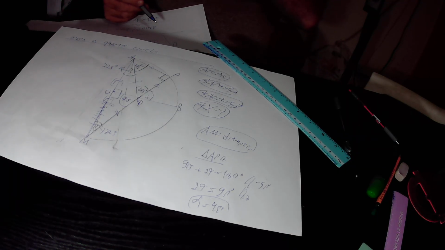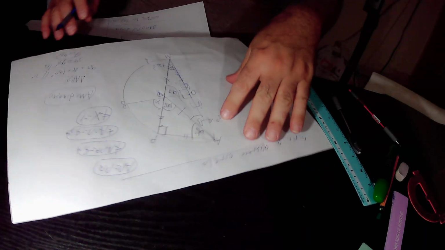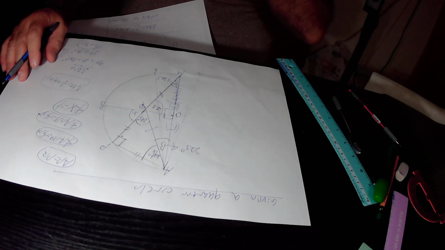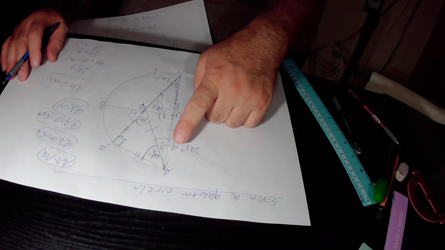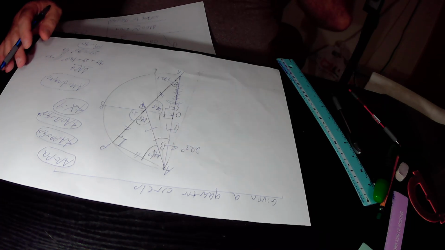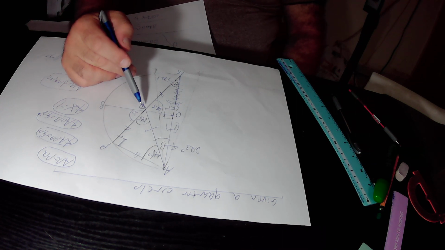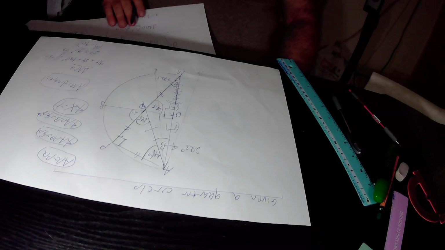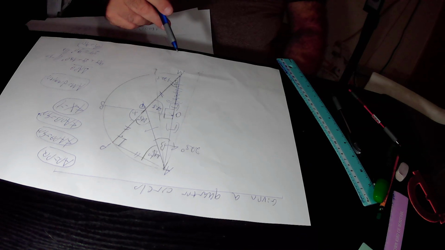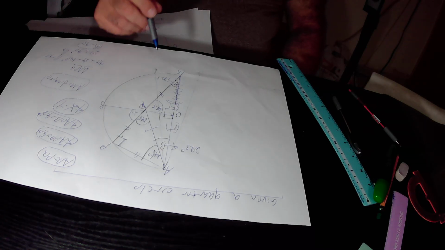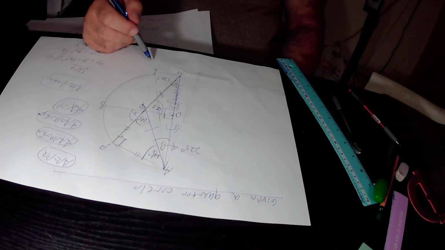Now we extended the straight line PQ, but the question is where the extended side PQ will touch the semicircle. We assume that the extended side PQ will touch the semicircle at this point, point L.